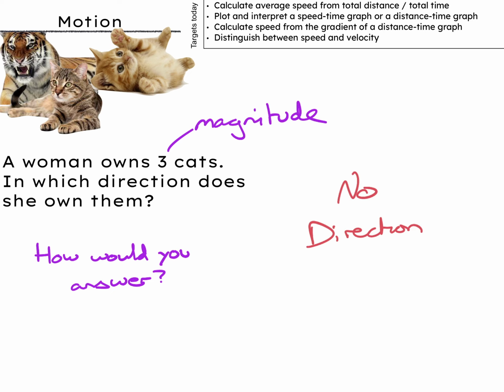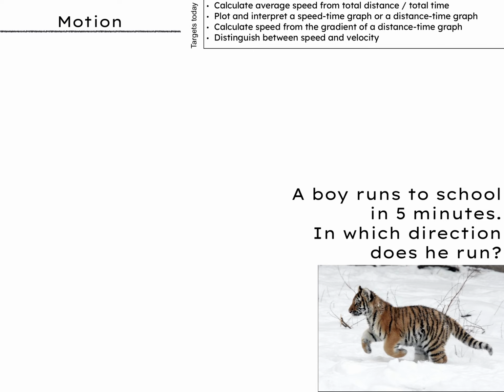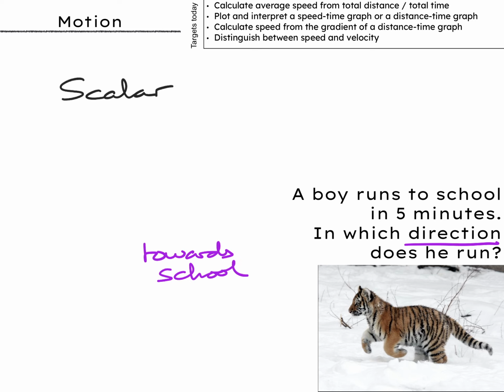Or how about this question? A boy runs to school in 5 minutes. In which direction does he run? Now this one has a direction, towards school. So you're probably way ahead of me here. We're looking at the difference between scalar and vector quantities.